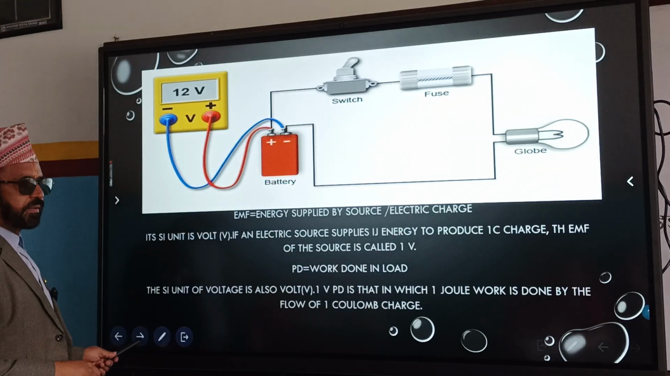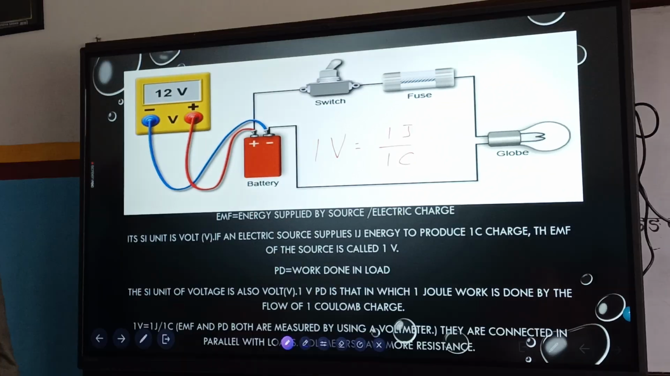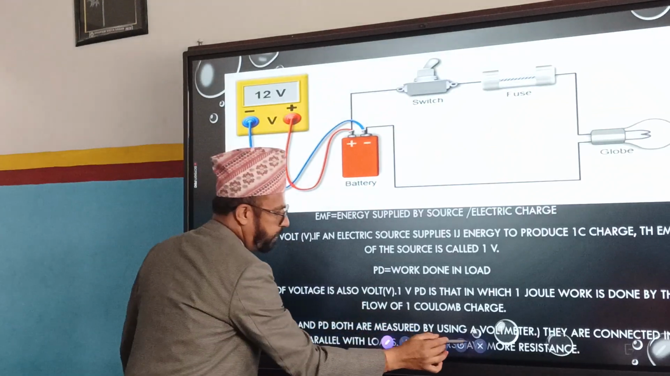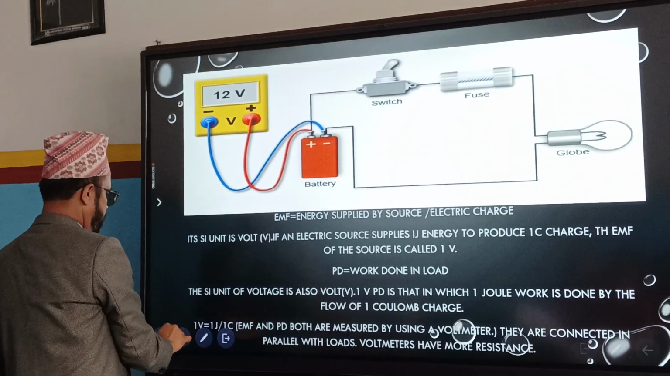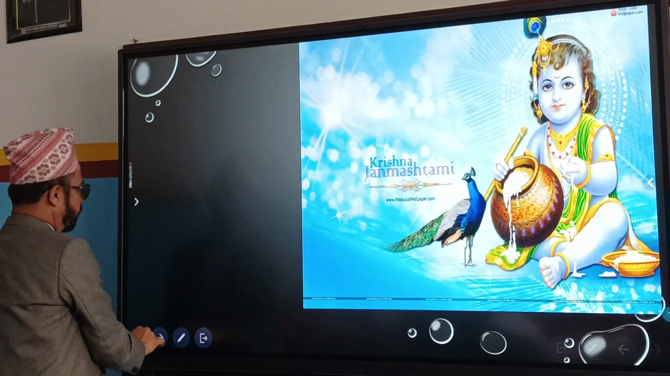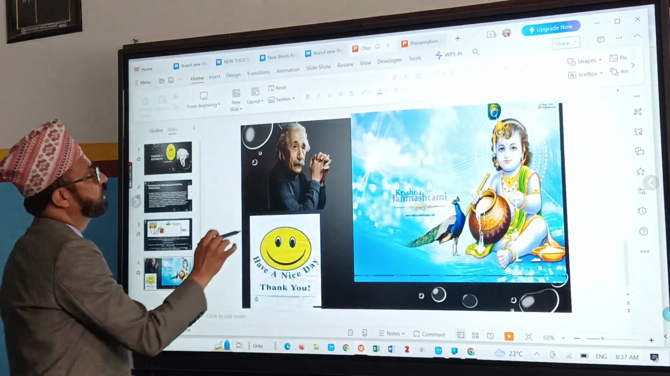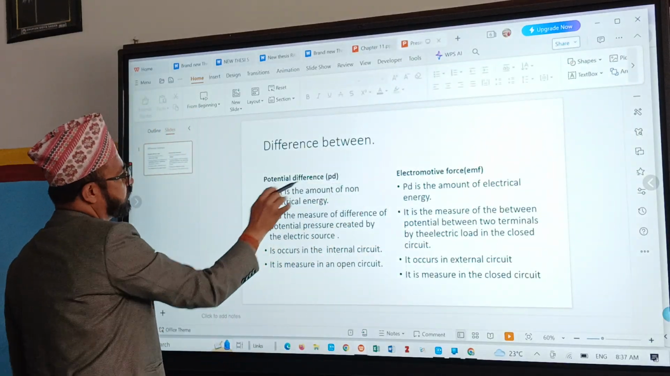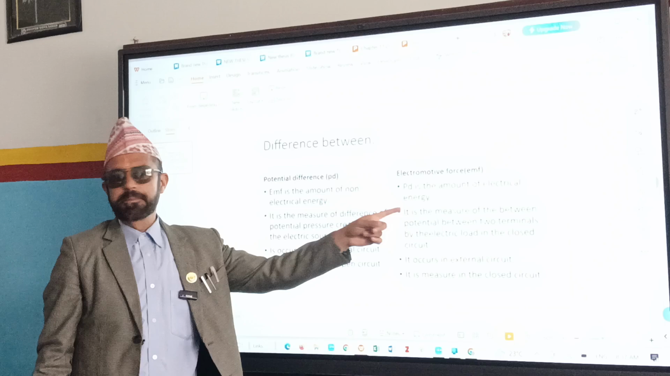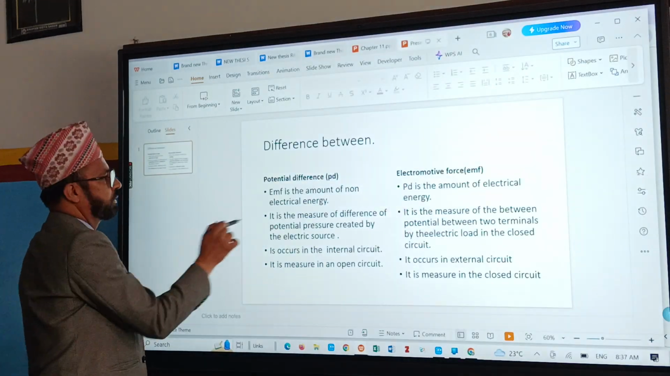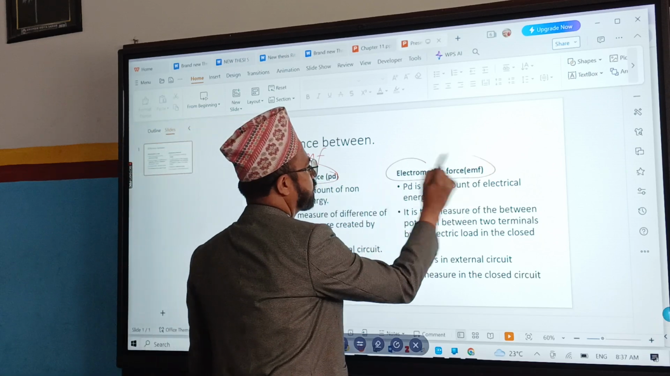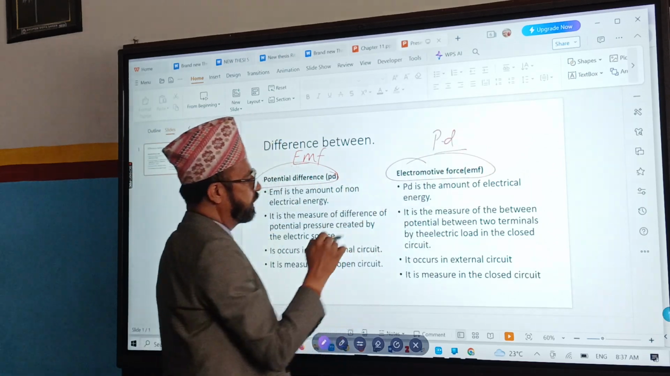And here is given one coulomb. Okay, one column. So these things you have to remember. And the next thing, I think this is already completed. Now let's go to the next one. The difference is here. So the left hand side is EMF, right hand side is PD, and explain all this.